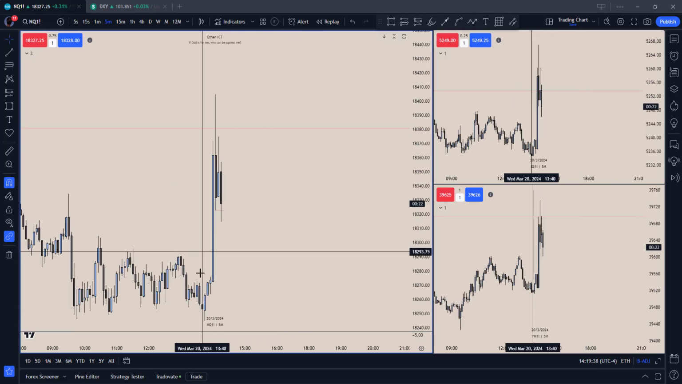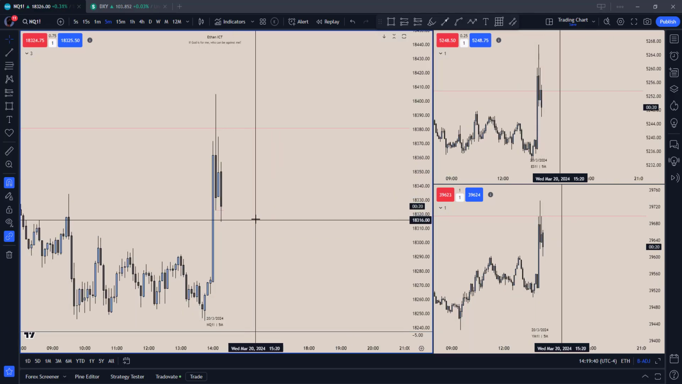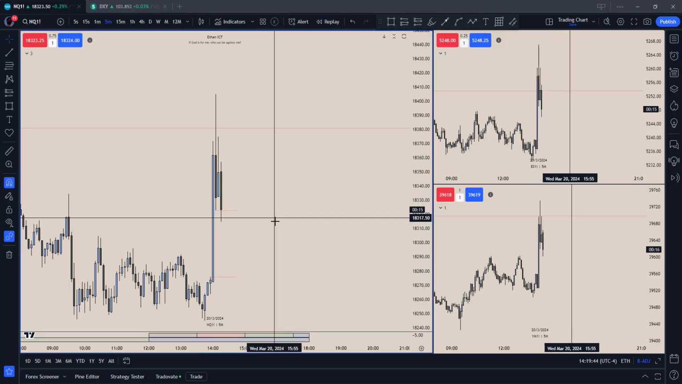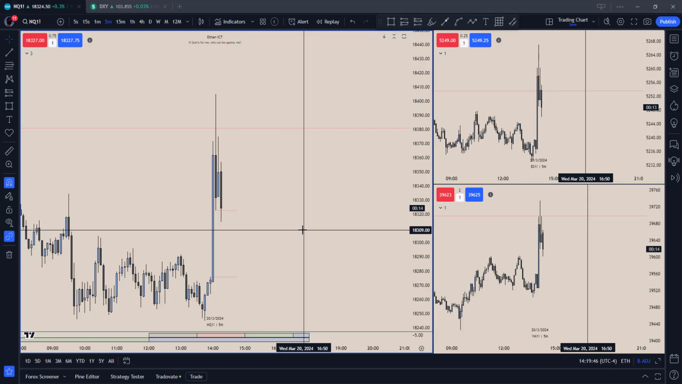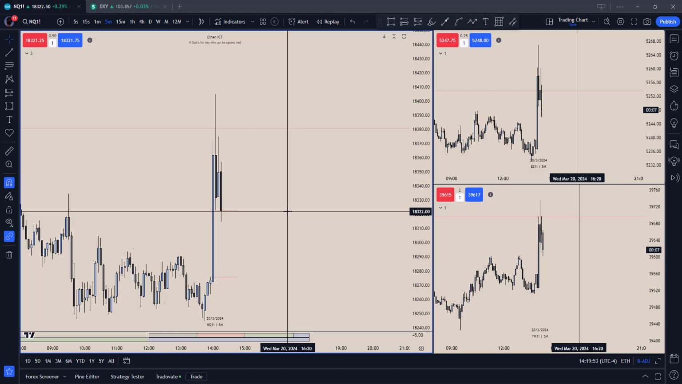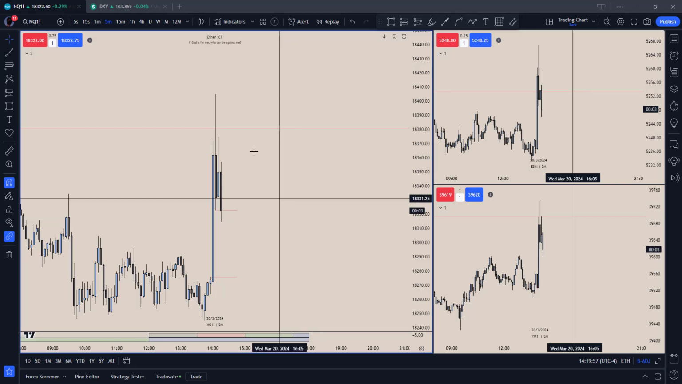So now we're inside that 5 minute fair value gap, which is the low I annotated. $500 of my profit didn't record on Tradovate. Really? That's interesting.